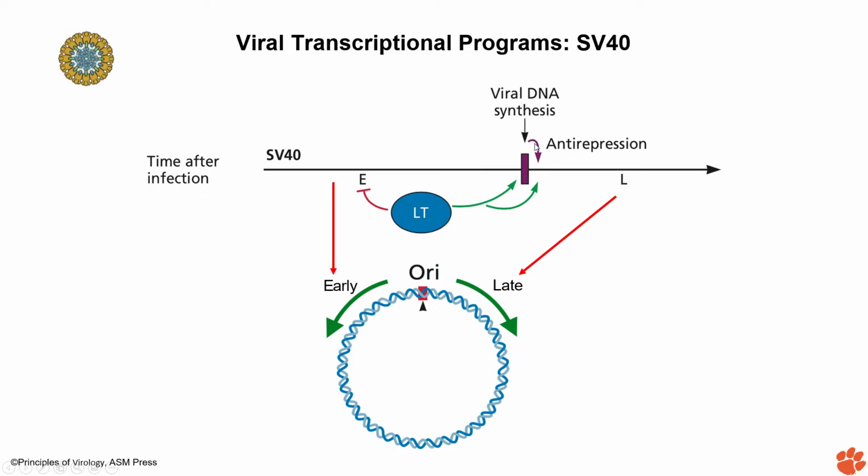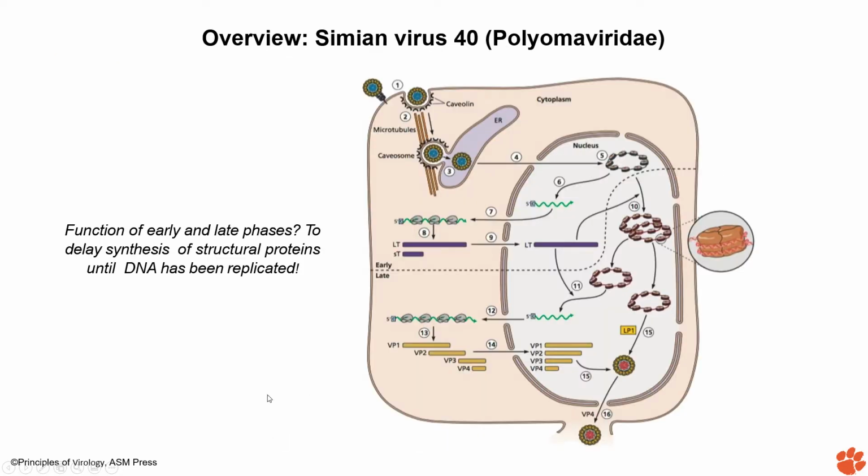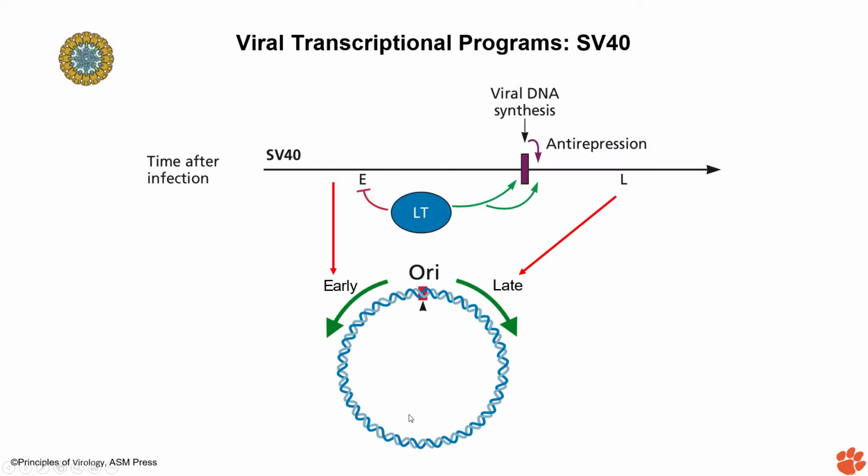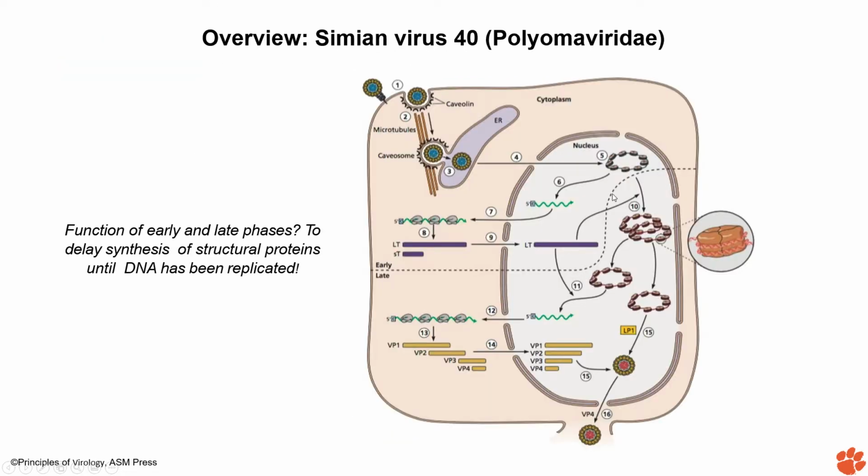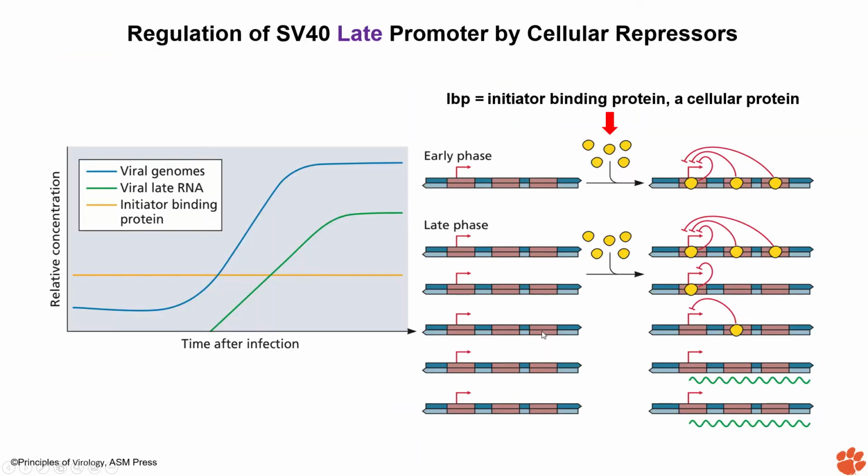Now the LT enhances the DNA synthesis as well as the anti-repression. This L region, or the late region, makes all the proteins VP1, 2, 3, 4, which are the structural proteins, and also makes the genome to be packaged into the virus. So that's the viral DNA synthesis, which is happening right here. So LT is doing both of these. There is another mechanism that happens with the SV40 late promoter. There is a cellular protein called an initiator binding protein. It's a thyroid steroid family of proteins, with a completely cellular function.